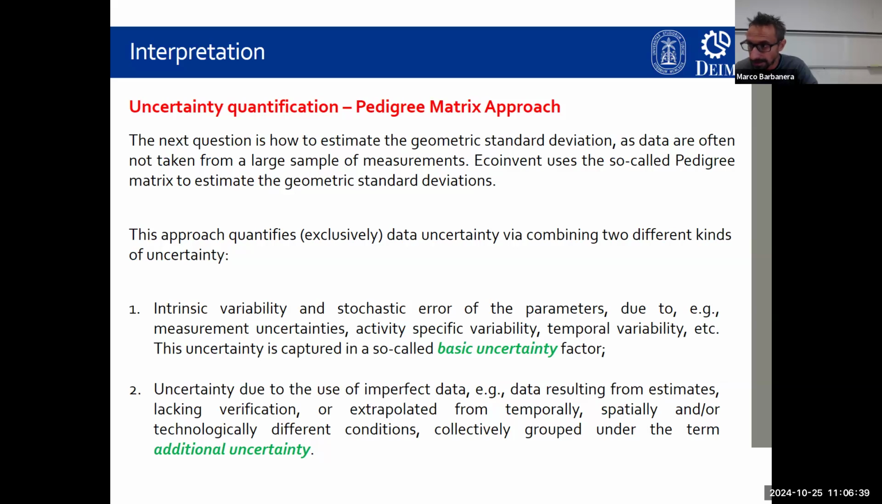We have only the basic uncertainty, because additional uncertainty, if the data is measured, obviously it is not obtained, it is not drawn from a database, from an estimate, and so we cannot have this kind of uncertainty for primary data. So in this pedigree matrix approach, after this definition of data uncertainties, we can calculate the square standard deviation.